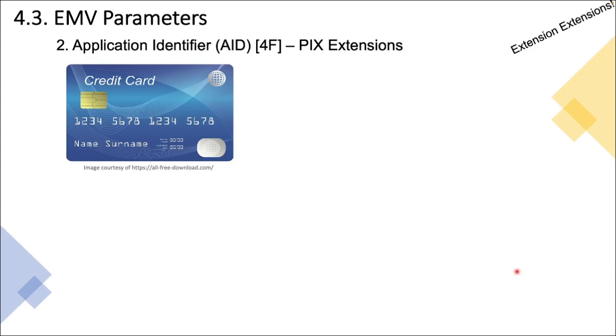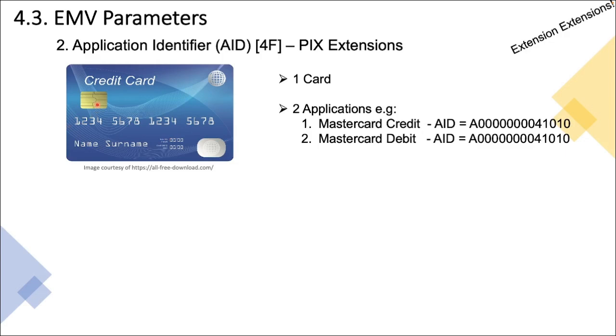Let's talk a bit now about PIX extensions. All right, so let's slow it down a little bit and delve into the example that we've been referring to since the start of this video. We've got a single piece of plastic, a single physical card, right? Within the card, on the chip under this contact plate, let's assume that in our particular scenario, we've got two applications. So what does two applications mean? It means I've got two software payment mechanisms or two virtual cards. The first virtual card or application is a MasterCard credit application.